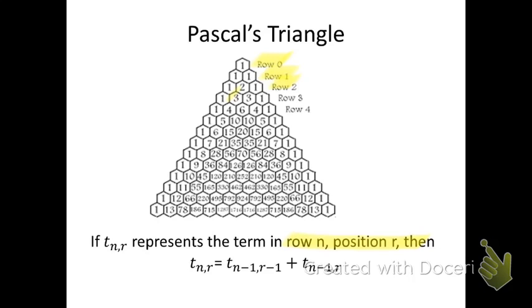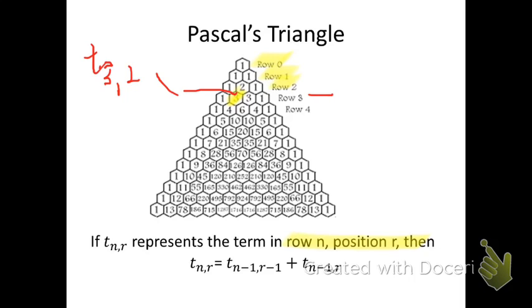So if I were to highlight, for example, this particular value here, 3, then that value right there is referenced as, we'll just call the value itself t subscript 3, 2, where the 3 corresponds to the row number and the 2 corresponds to the position number. So if you count down, you see that we are in row 3 and it is in the second position.